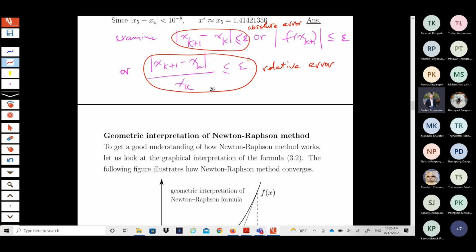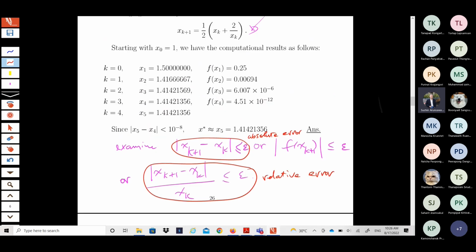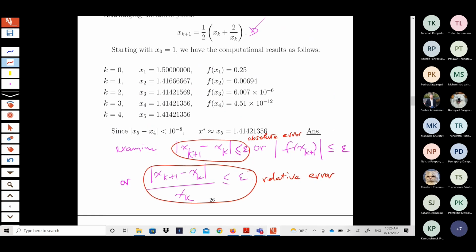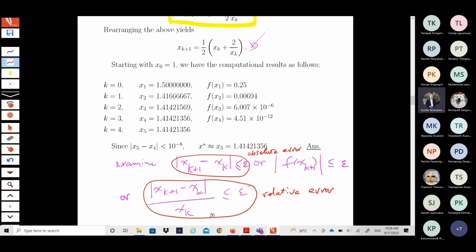The two forms are very different from this point of view. In this example, you see that Newton-Raphson converges very nicely, so you can see that this is a good method, but this is only one side of the coin.